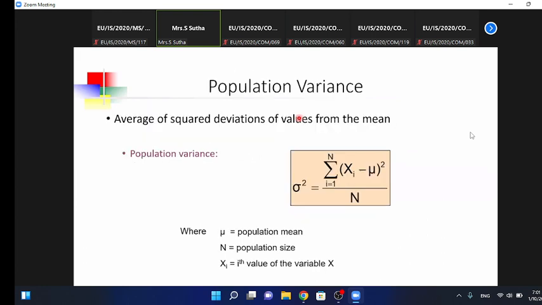Then the population variance. This formula is a little bit different. Now, can you identify what is the difference between the population variance and the sample variance? If you answer, then you will have some bonus marks.